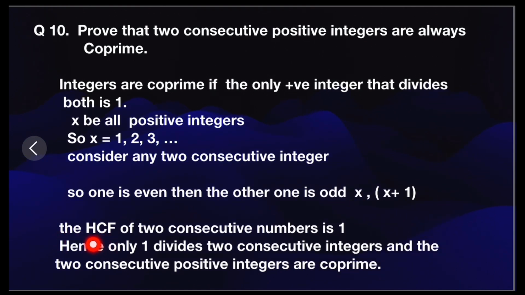And the HCF of this kind of odd and even number is always 1. So only 1 divides the consecutive integers. Hence the two consecutive positive integers are co-prime. So here we come to the end of the exercise.